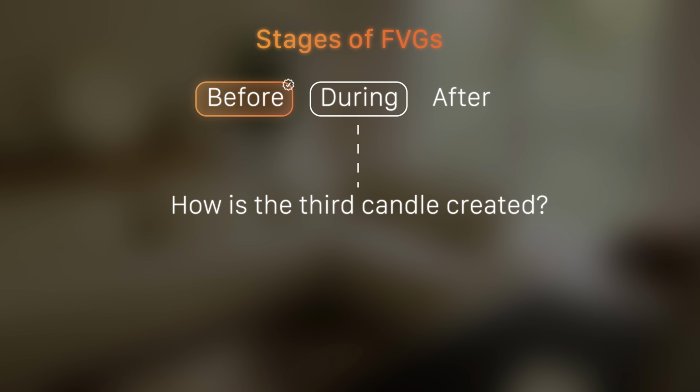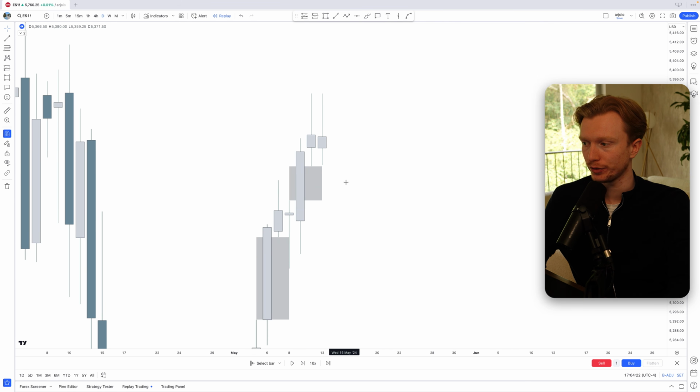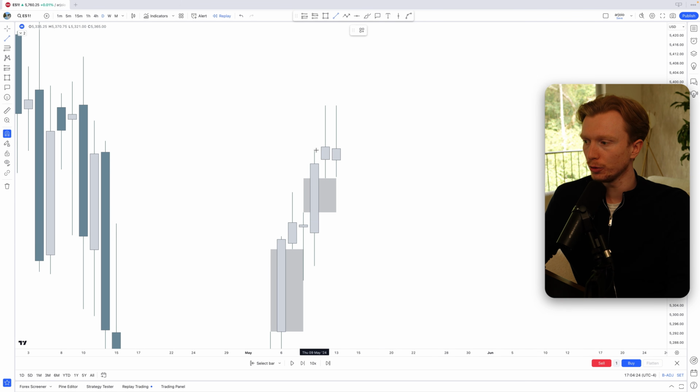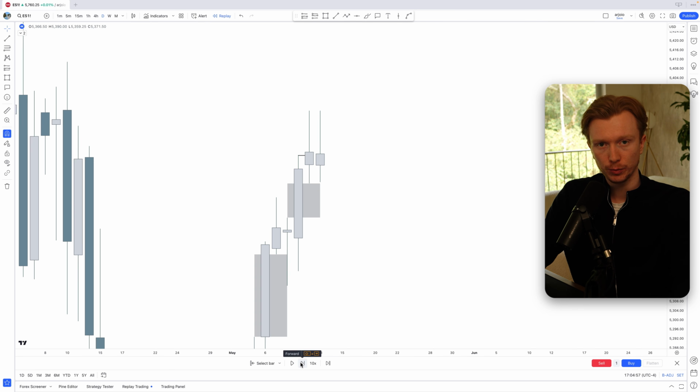So how is the third candle created right here? Is it a big rejection? Is it an expansion? Is it a consolidation? Well, right here, when we see this fair value gap, yes, it's a closure above the previous candle high right there. But is that most likely going to be a breakaway gap? No, there's also a long wick at the top right there. In my opinion, this is a perfect consolidation where the body is also a very small candle. Then this fair value gap is already a good fair value gap that we can trade from.